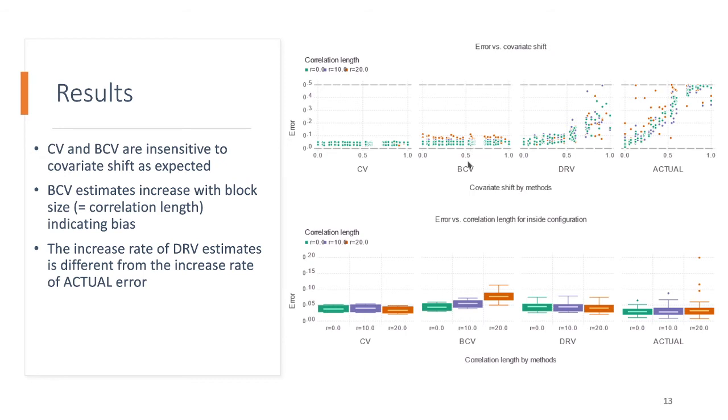We also observed that the block cross-validation estimates increase as we increase the block size or the correlation length. And this indicates bias because of the systematic partition of the folds. Although the density ratio validation estimation method tries to follow the increase of error of the model, it's not exactly equal to the rate of increase obtained with Monte Carlo simulation.